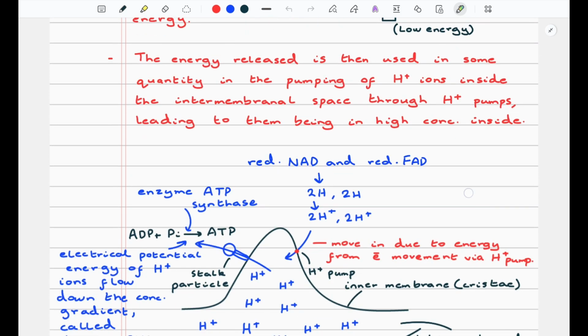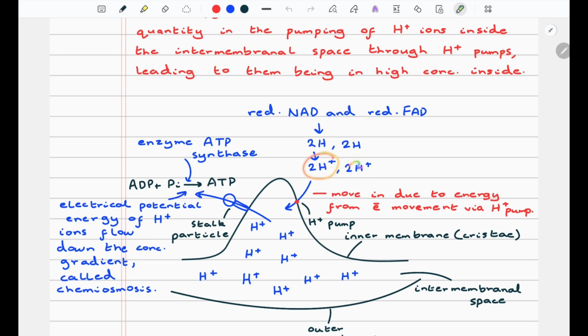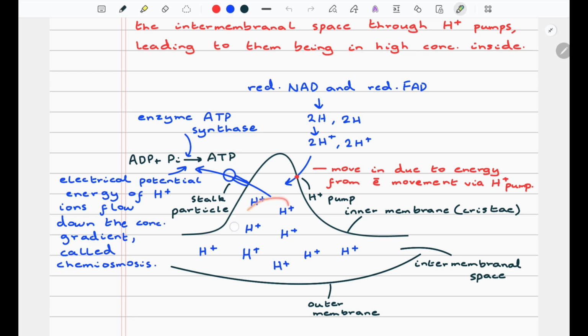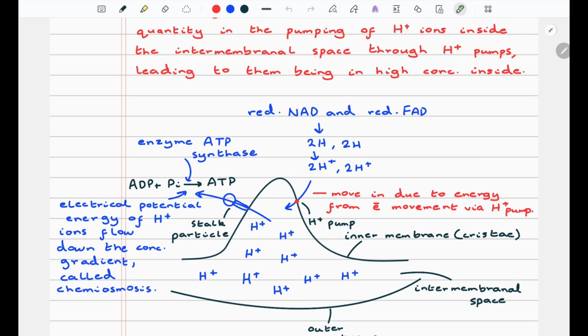So the energy which is released is used for pumping these H plus ions into the intermembranous space of the mitochondria. Because of this high concentration of H plus, these ions then move out of the intermembranous space via the stalk particles, and in doing so release electrical potential energy, which is used to convert ADP into ATP, also activating the enzyme ATP synthase, which helps in this process.